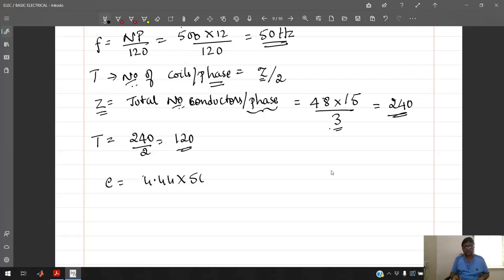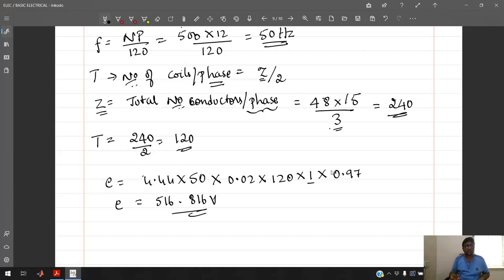f is nothing but 50 into φ, φ is nothing but 0.02, and T is nothing but 120. Kc is 1. If it is not given, assume Kc as equal to 1, which is nothing but pitch factor, and distribution factor or winding factor, it is given as 0.97. So you are going to get over here 516.816 volts.